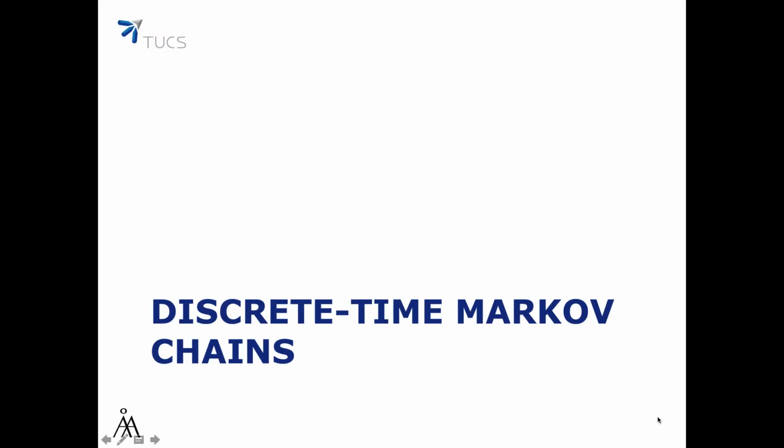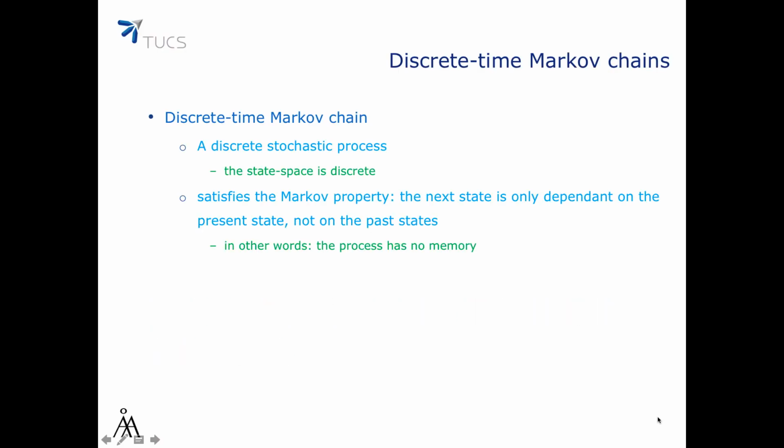We discuss in this video modeling with discrete-time Markov chains, with a special focus on Markov chains as transition systems. Discrete-time Markov chains are discrete stochastic processes, meaning that the state space is discrete. And they also satisfy the so-called Markov property: the next state is only dependent on the present state and not on any of the past states. In other words, you can also say that this process has no memory.